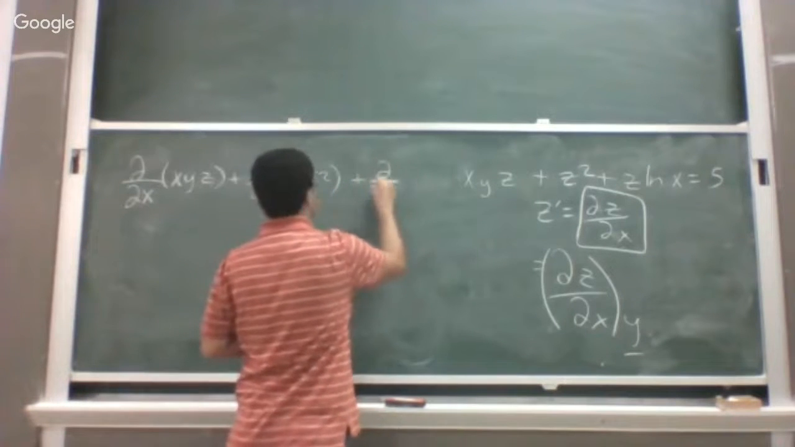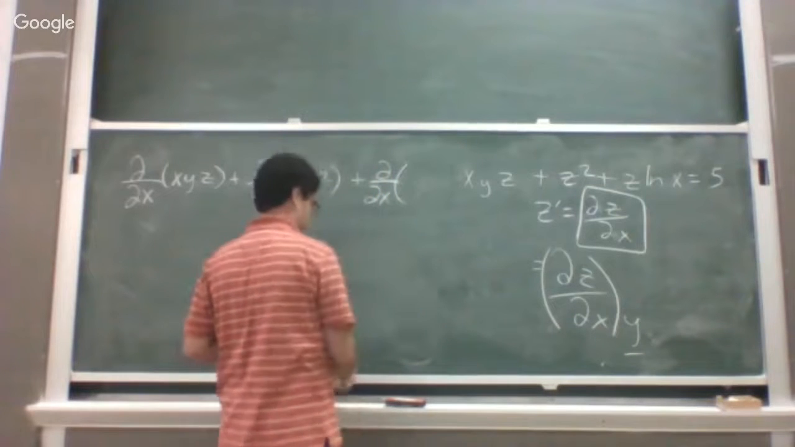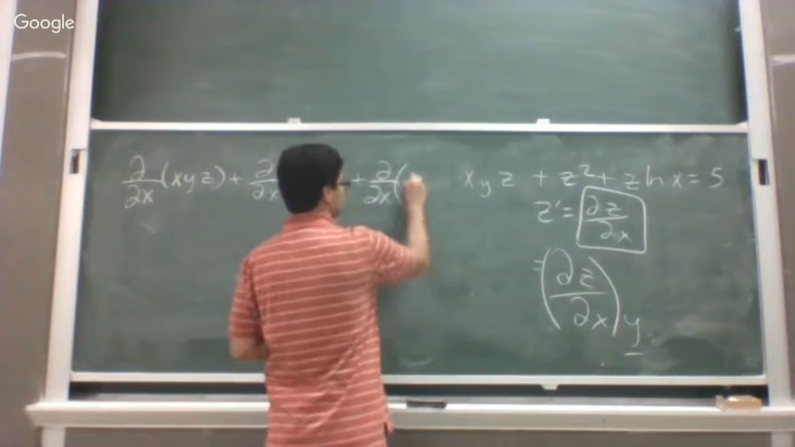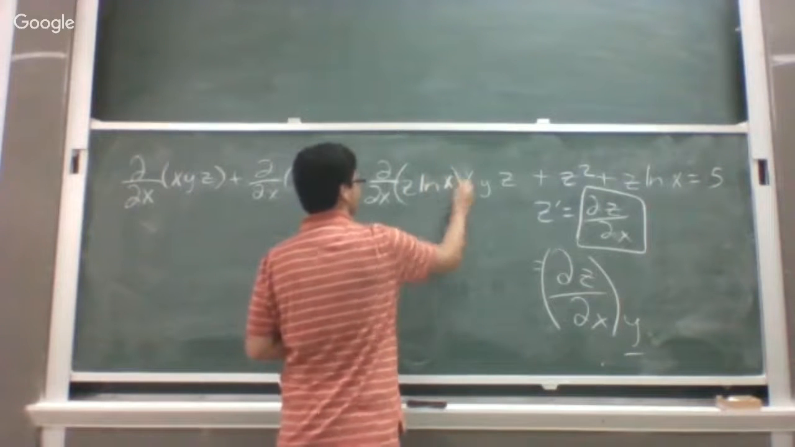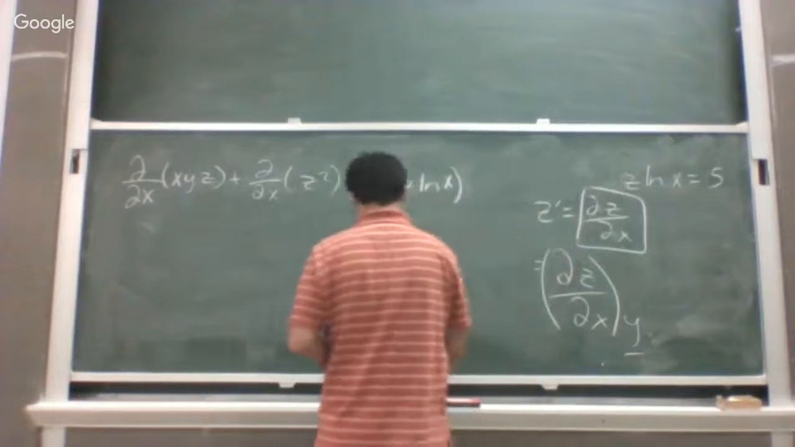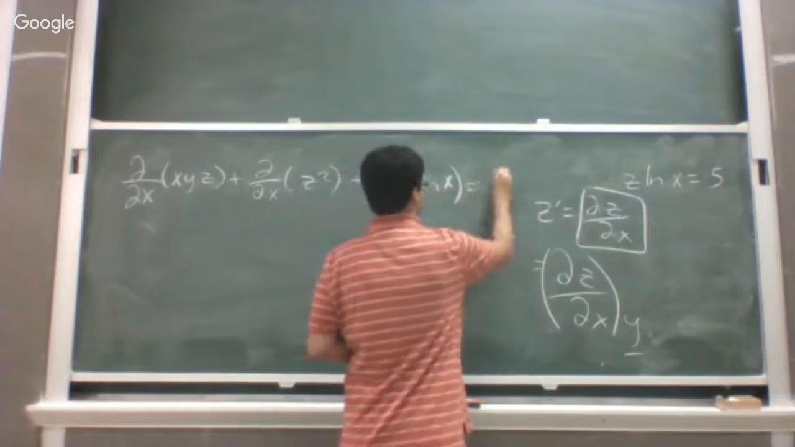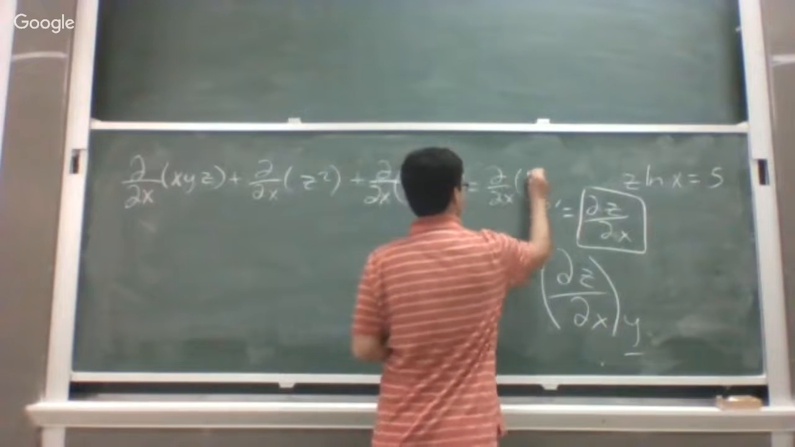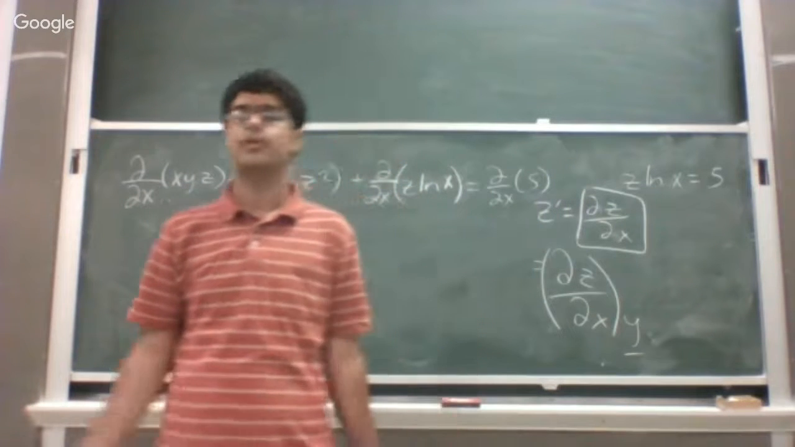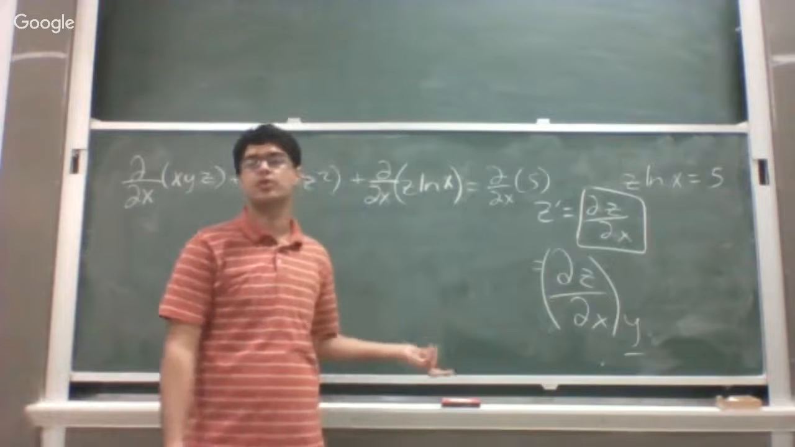plus the partial derivative of z natural log of x equal to the partial derivative of 5. Where'd you break it up? Wait, so I mean, it's the same thing. This just makes the work easier.